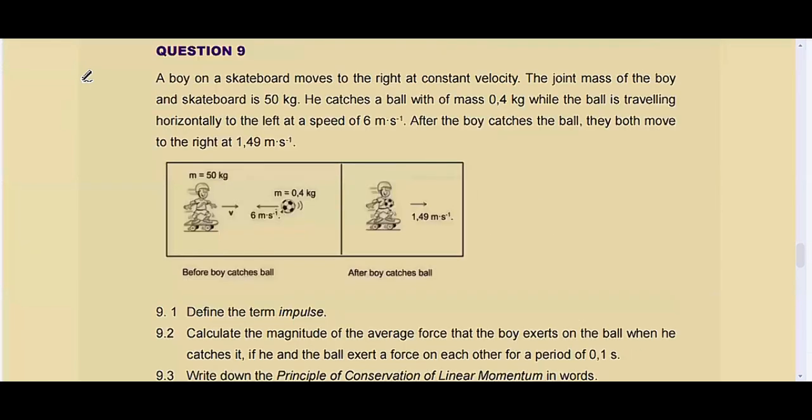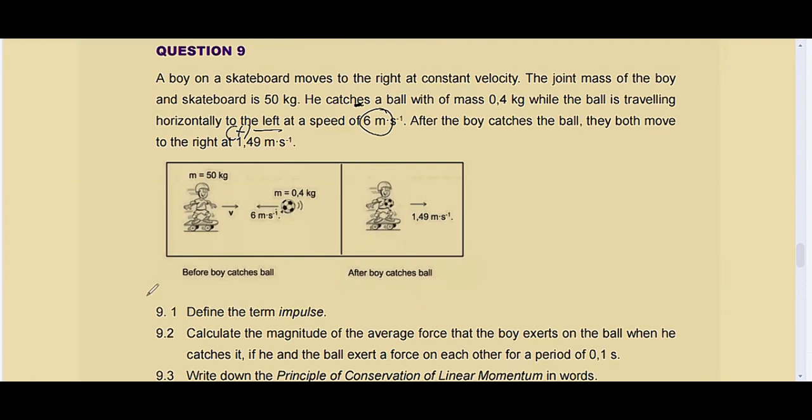Now, question 9. A boy on a skateboard moved to the right at a constant velocity. The joint mass of the boy and the skateboard is 50 kg. He catches a ball with a mass of 0.4 kg while the ball is traveling horizontally to the left. So to the left, we take it as negative. And then after the boy catches the ball, they both move to the right at 1.49 meters per second, right? So we take that one as a positive. Now define the term impulse.